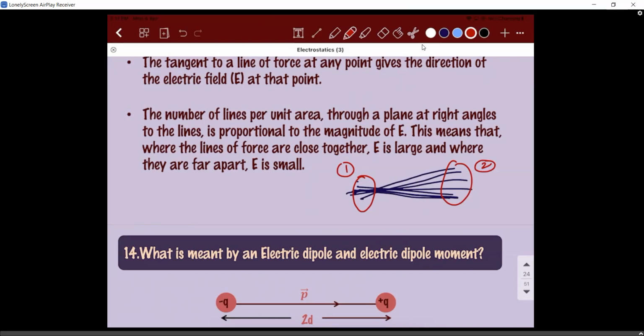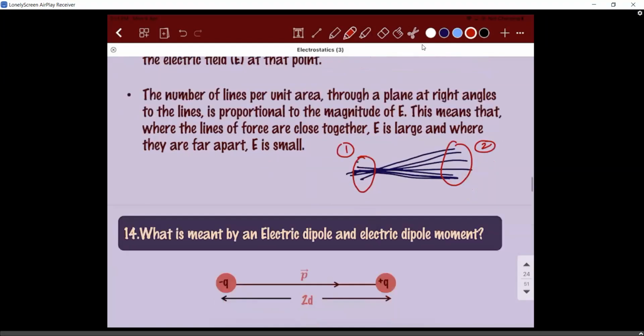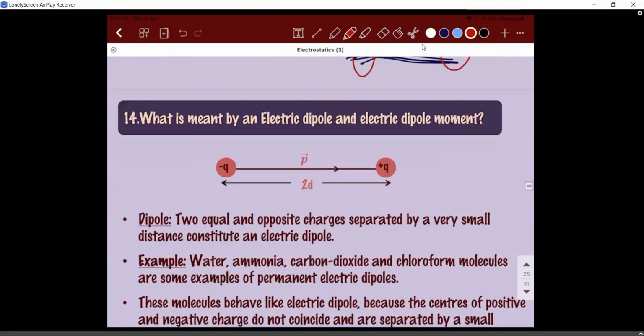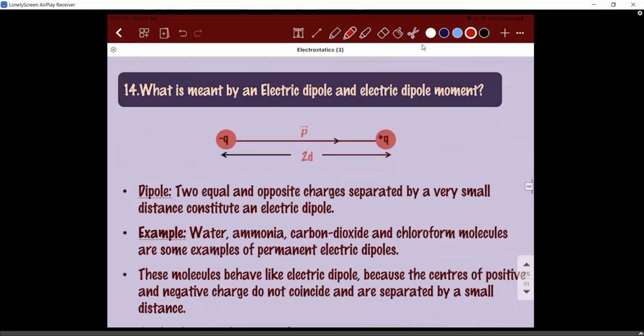So with the basics of all the points that we have discussed till now, we'll go on to the next topic, which is called electric dipole or electric dipole moment. Please write down the heading. Okay. So you talk about an electric dipole, right?